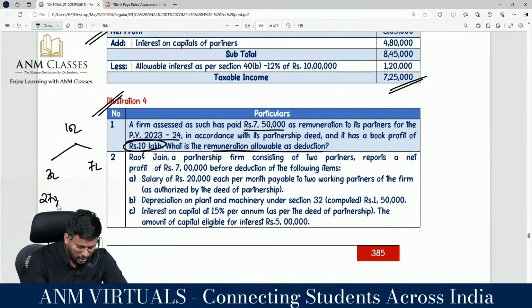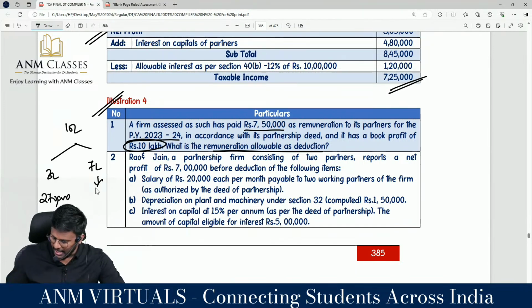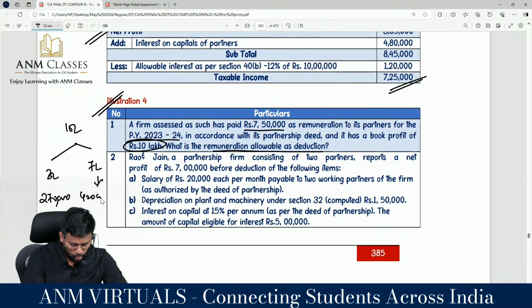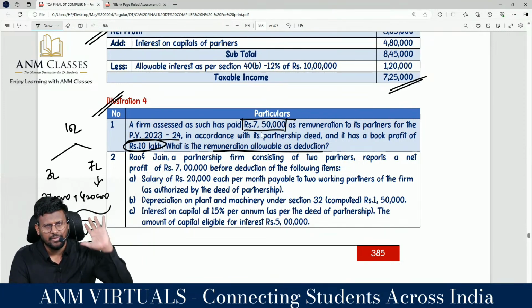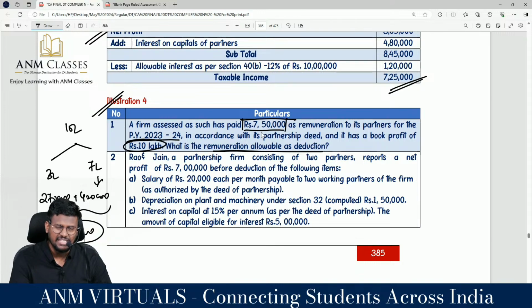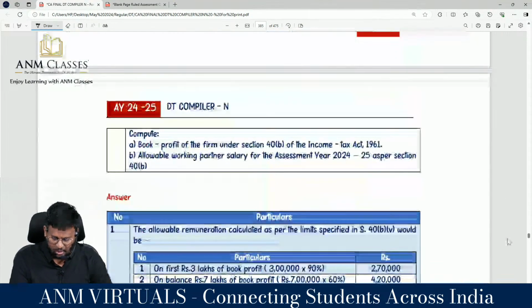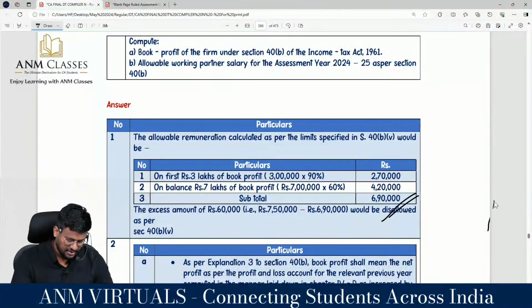So 2 lakh, how much rupees? 70,000. On the balance, 7 lakh, 60%. So 4,20,000. So 2,70,000 plus 4,20,000 means, sir, 6,90,000 is the maximum allowable remuneration. But they have debited 7,50,000, so you have to add back 7,50,000 and you have to claim 6,90,000 rupees as remuneration. That's what we find out, 6,90,000.